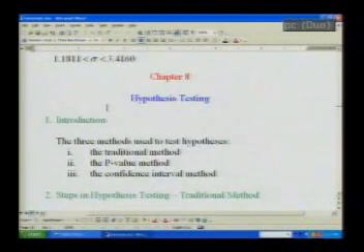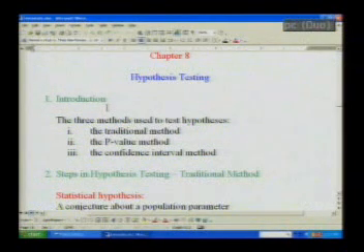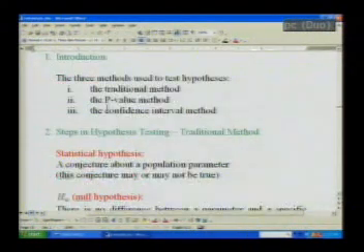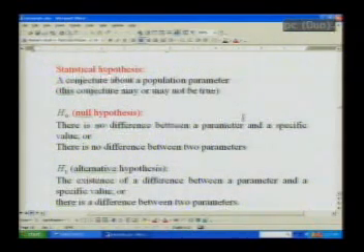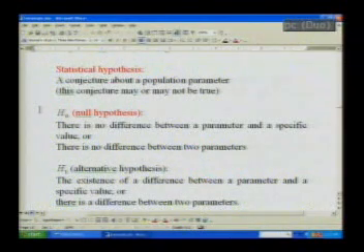So there are three methods used here: the traditional method, the p-value method, and the confidence interval method. We can start now with the traditional method, the steps in hypothesis testing. Before we continue with what hypothesis testing is, you must know what a statistical hypothesis is. A statistical hypothesis is a conjecture about a population parameter. This conjecture may or may not be true. It will be yes or no, right? It depends on the analysis.